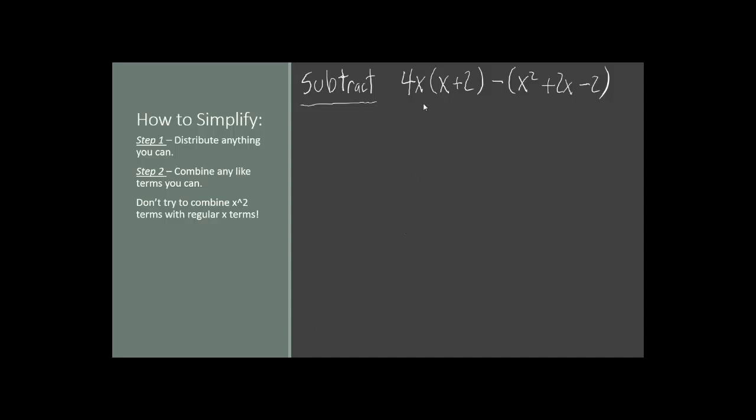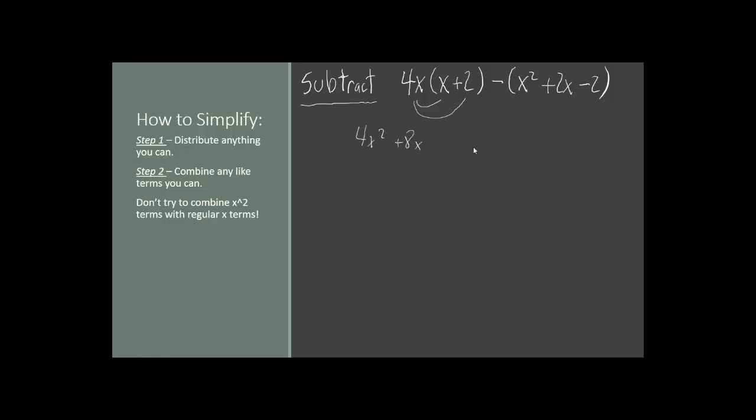So in this problem, I have you subtracting 4x times the quantity x plus 2 minus the quantity x squared plus 2x minus 2. Now to solve this, we're just going to distribute anything we can before we do anything else, because that makes the terms easier to handle. So we'll do 4x times x, which is 4x squared, and 4x times positive 2. 4 times 2 is 8, and we keep the x.